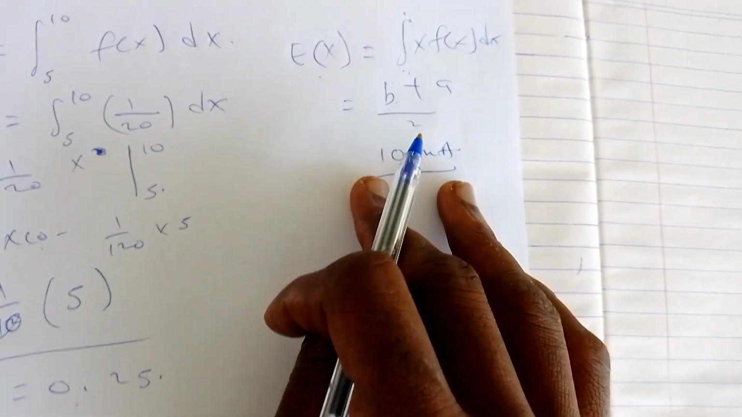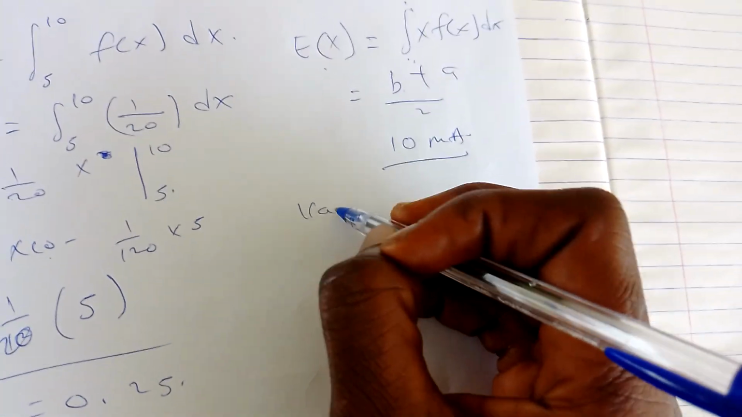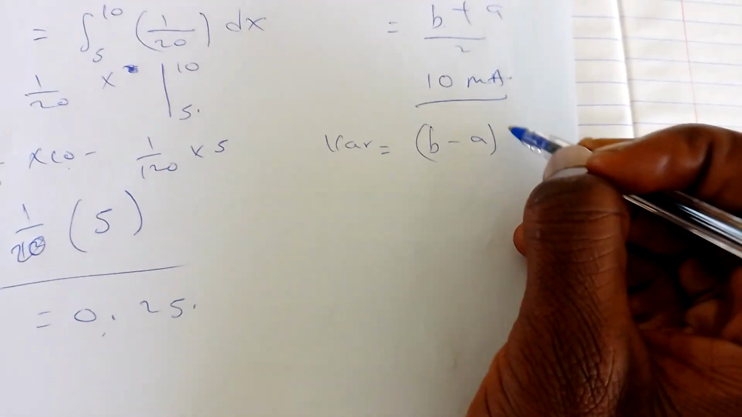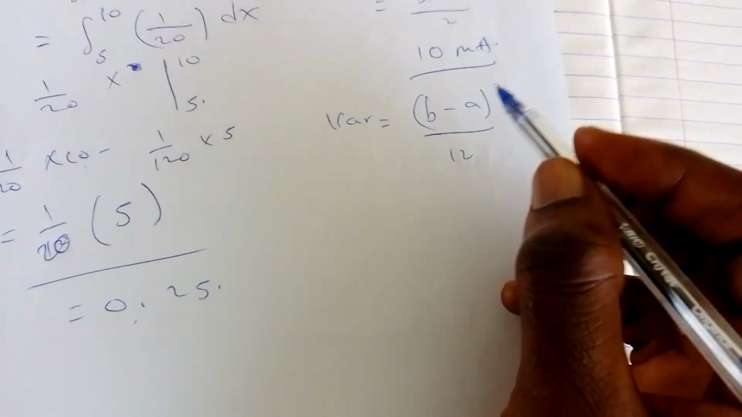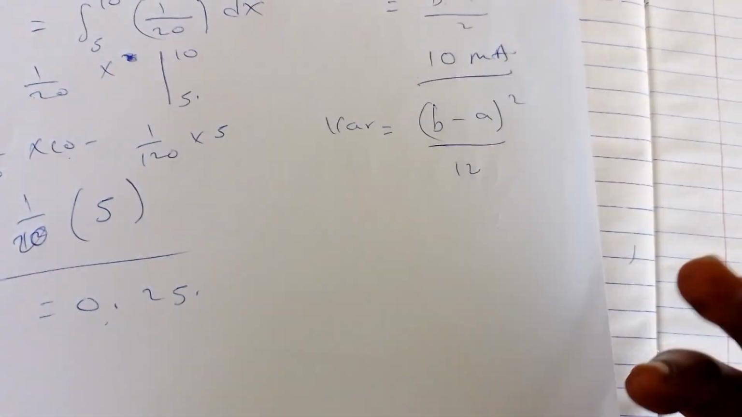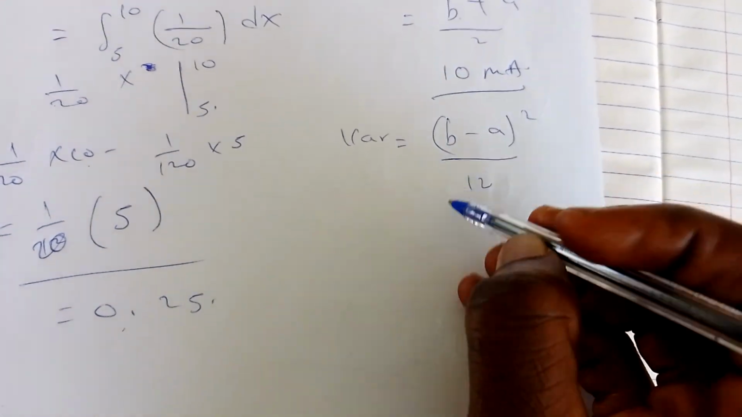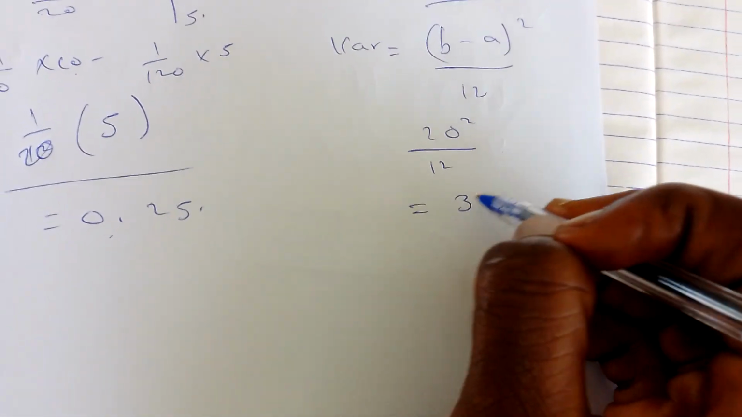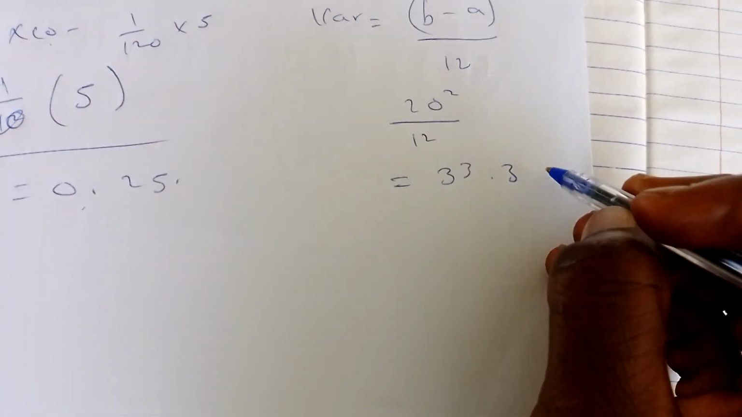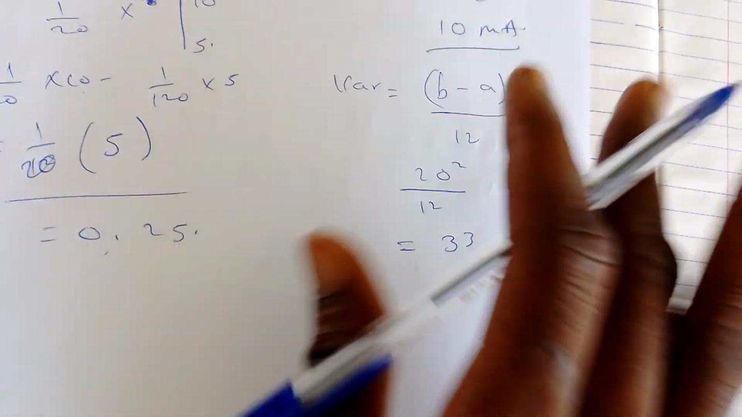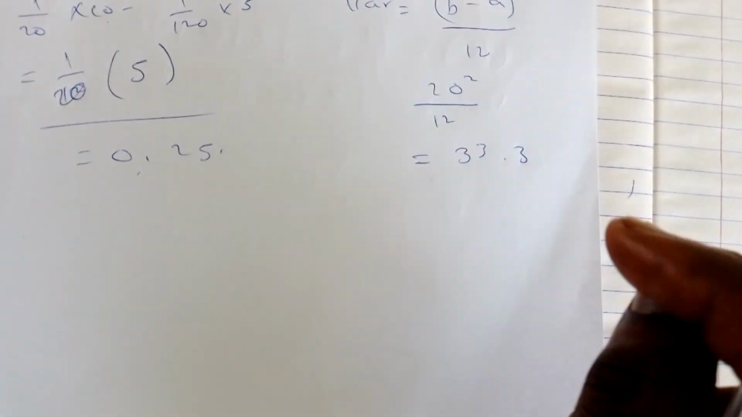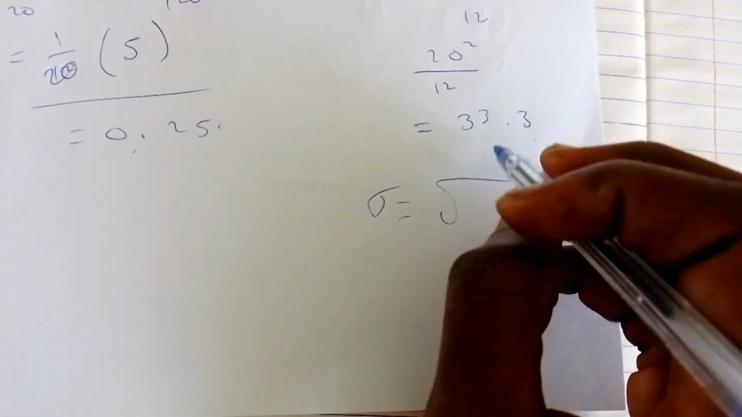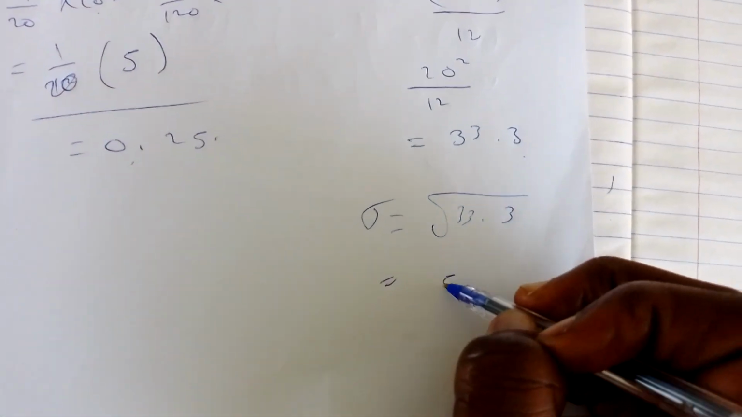I hope this is clear. And then for our variance, it will also be quite direct. We have b minus a squared on 12. This is what we found. Now b minus a will still be 20, all squared. Then that will be 20 squared on 12, which is 400 on 12, and you should be expecting something like 33.3. So 33.3 should be our answer. You can add your units, that's milliamp squared. Now if you want to find your standard deviation, you can take the square root of 33.3, then you should be getting 5.77.